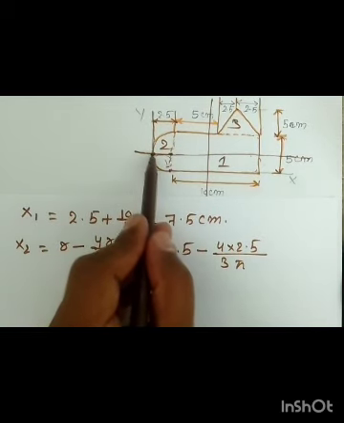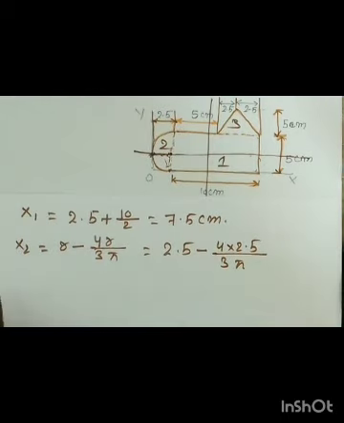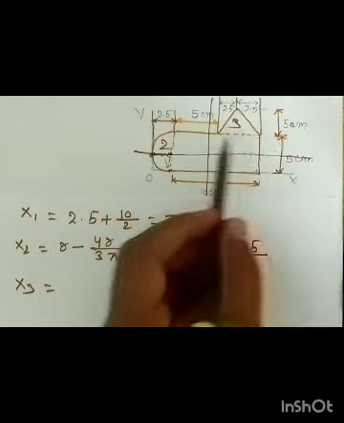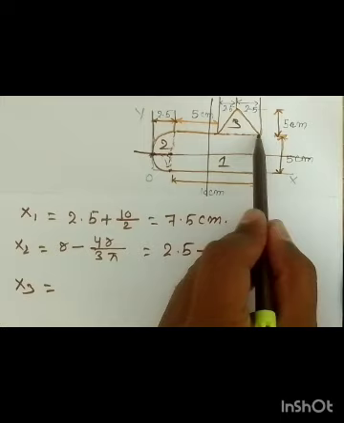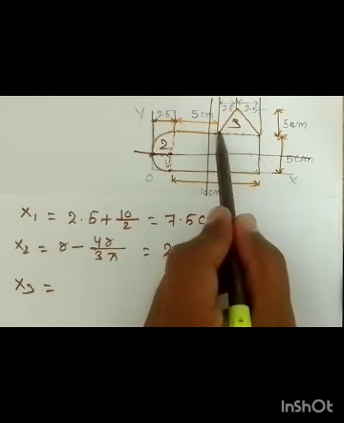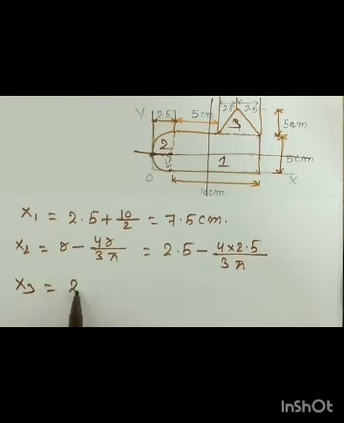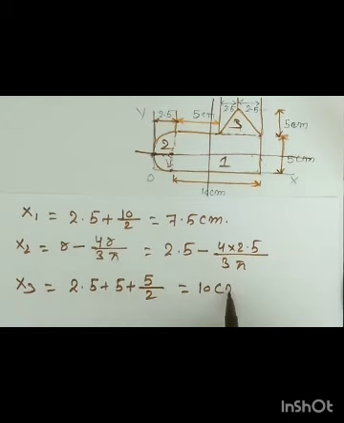But you're finding the centroid from the OY axis. So that's why you have to subtract the r. Right. Now next is what? Next is the x3. So if you look at this, the triangle is located at what distance? 2.5 plus 5 centimeter, and this is the base for this triangle, so its median will be lying at this point. So exactly at b by 2, means what? You can say 2.5 plus 5 plus 5 by 2, means it is 7.5 plus 2.5, 10 centimeter.